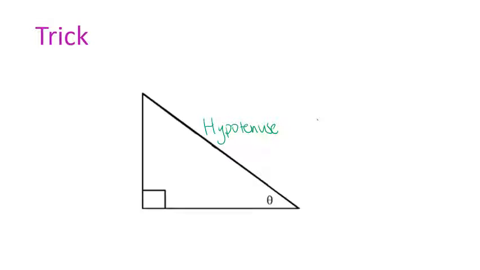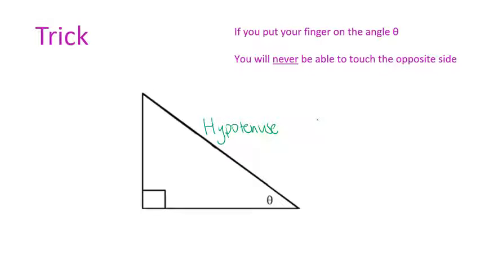Now to find which is the opposite side, this is my trick. If you put your finger on the angle, you will never be able to touch the opposite side. So if this is my hand and I put my finger on the angle there, I'll never be able to touch the opposite side. So I can touch this side and I can touch this side. So the one that I'm not touching over here, it is my opposite side. I've already got the hypotenuse labeled, which must mean this other side here is adjacent.